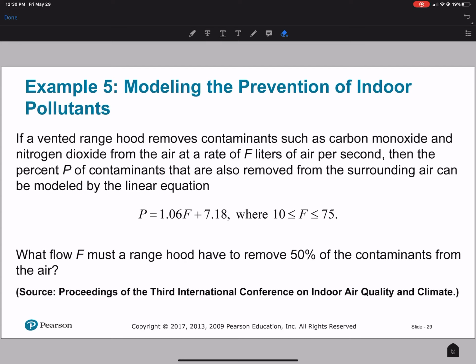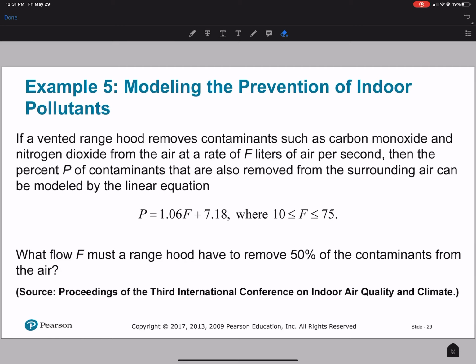So in this problem, it says a vented range hood removes contaminants such as carbon monoxide and nitrogen dioxide from the air at a rate of F liters of air per second. All right, then the percent P of contaminants that are also removed from surrounding air can be modeled by the linear equation P is equal to 1.06F plus 7.18, where F is in between 10 and 75. What is the flow F a range hood must have to remove 50% of the contaminants from the airflow? So let's look at this problem.